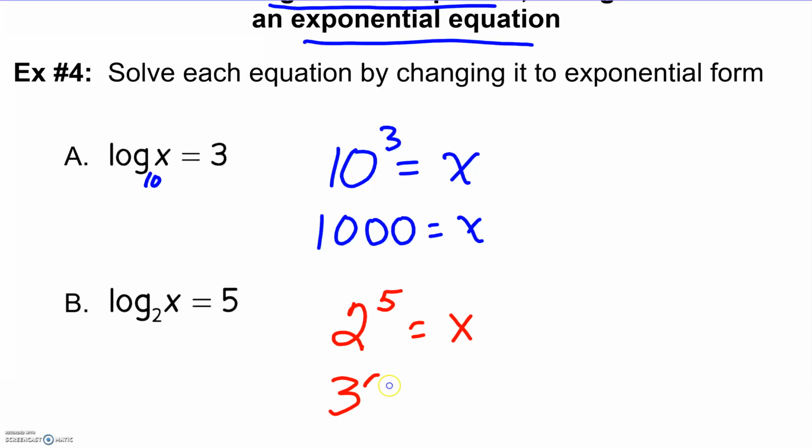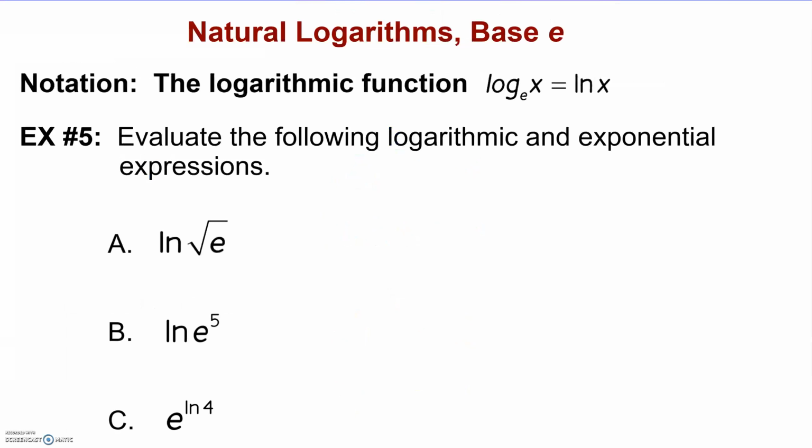2 to the fifth is 32. So there's your x value. So just always be able to change from one form to another. The second special base of logarithms is base e, and these are known as natural logs.